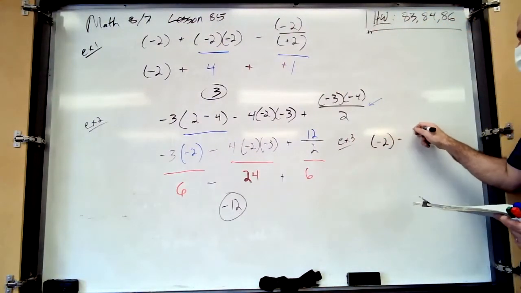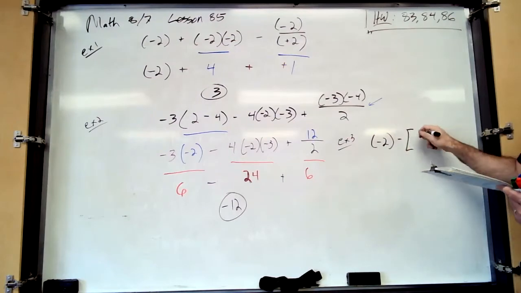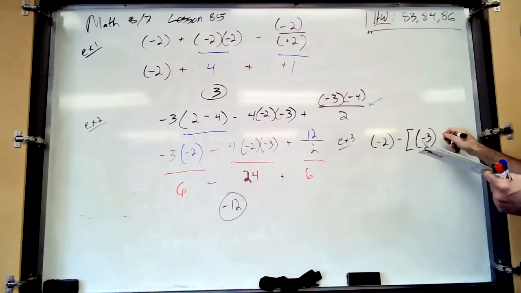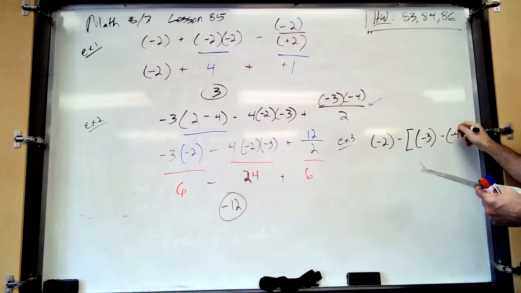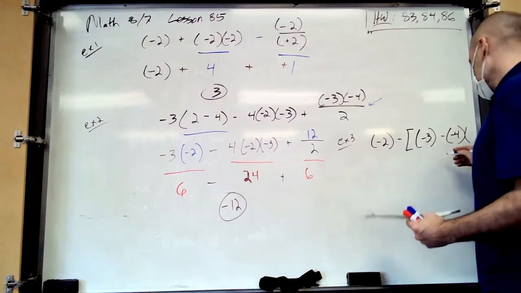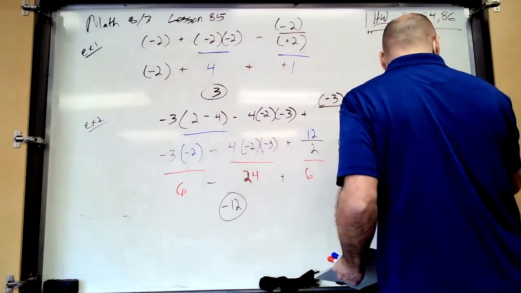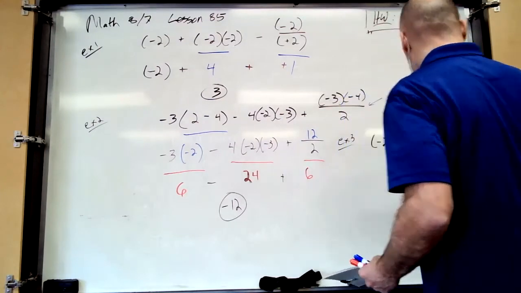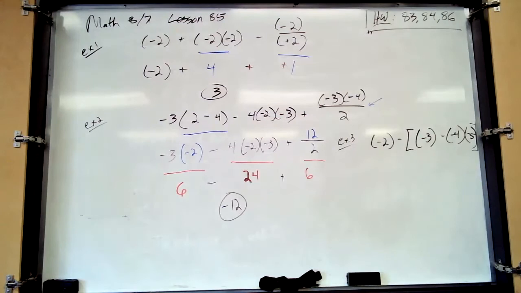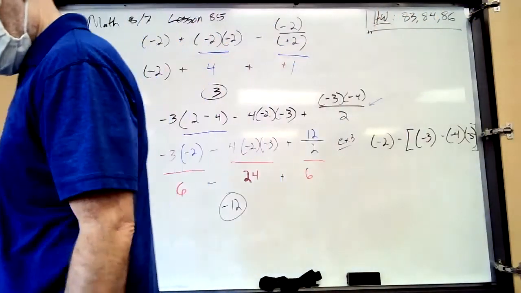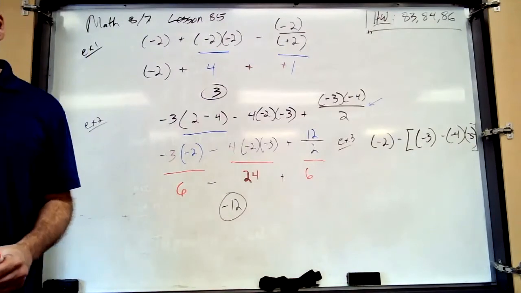-2 minus bracket, parenthesis. What's the other bracket? Other brackets on the end there. Can you see that? Well done. Inside the bracket is parenthesis -3 minus parenthesis -4 times parenthesis -5. All right.